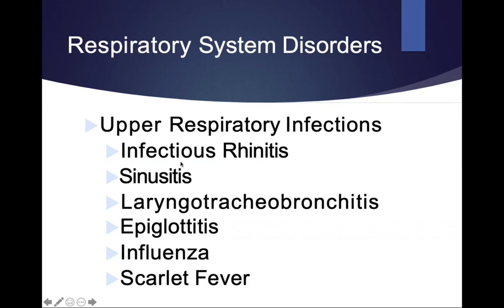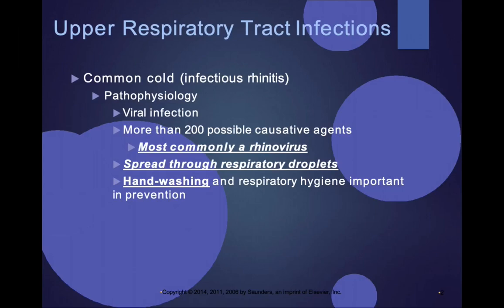Okay, so we're going to talk about upper respiratory infections first, and then we'll get into lower respiratory infections. This is a pretty large lecture, so we're going to break it up into a few, okay? The upper respiratory infections we'll talk about are infectious rhinitis, which is typically your common cold, sinusitis, laryngotracheobronchitis, which is also referred to as croup, epiglottitis, influenza, which we call flu, and scarlet fever.